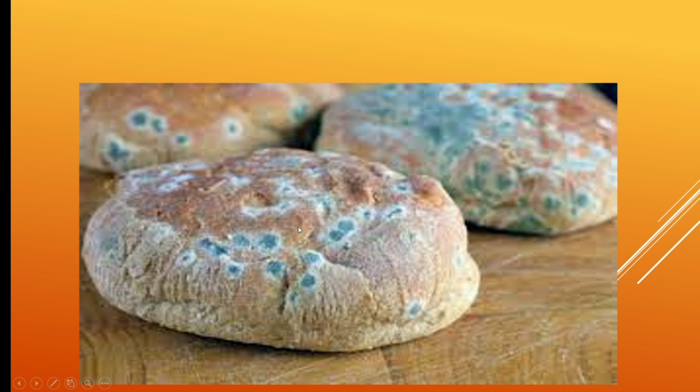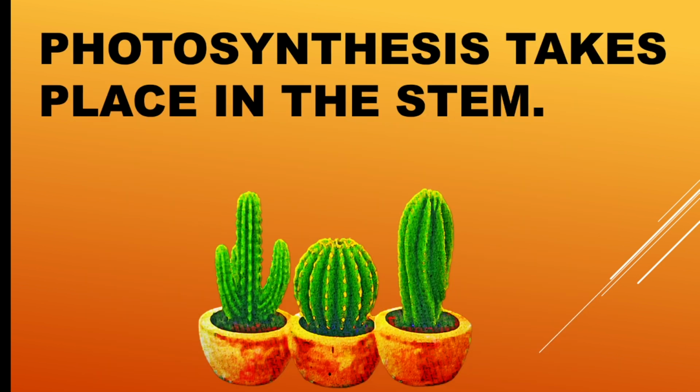So they live on old, dead animals. So they live on stale food. Bread, when you keep it out for 2 3 days, becomes stale. In Malayalam, you call it parayada. So it grows on stale food and lives. So this is an example of mold.